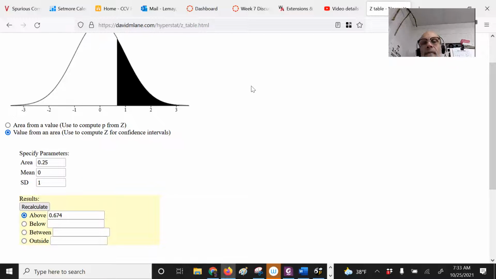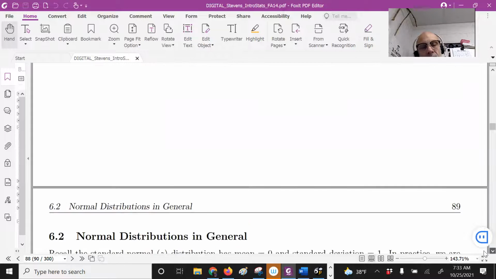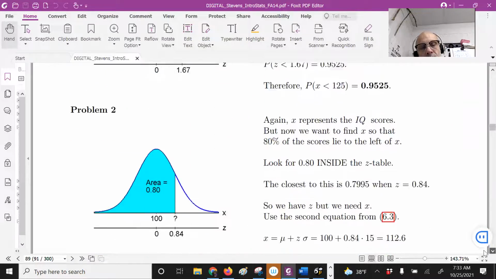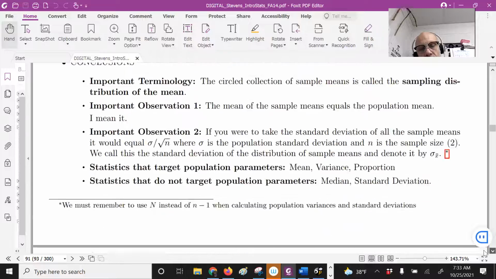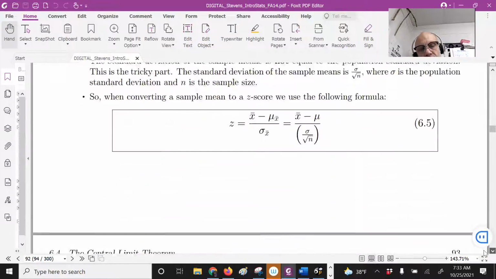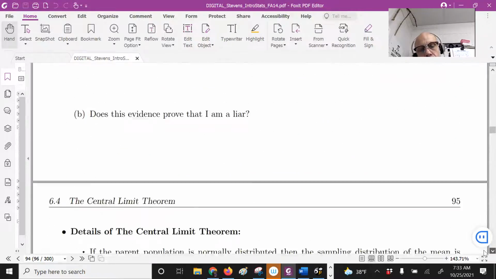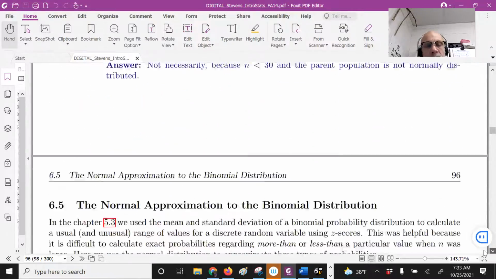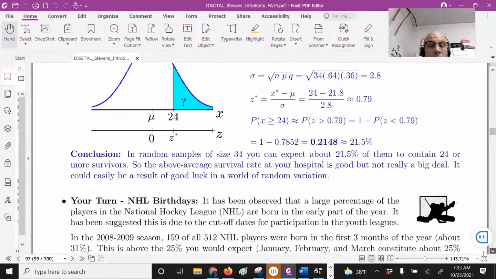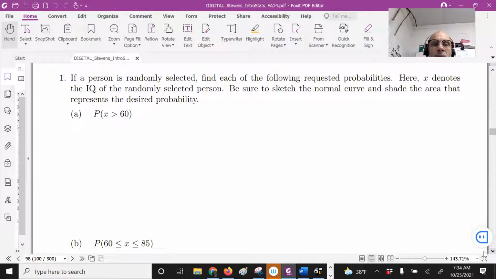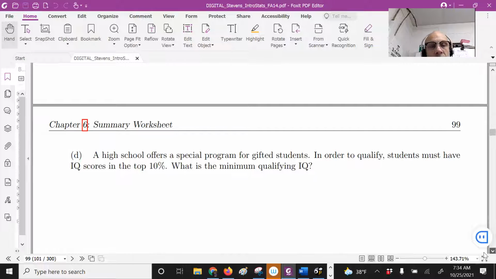So value from an area. If we go down to the problem set in the book, I would scroll down using the quicker method, but for some reason this PDF on this computer is actually wonky. So you're going to have to wait till I scroll down. Okay, we're in the normal approximation of the binomial distribution. Let's see, like this one here.